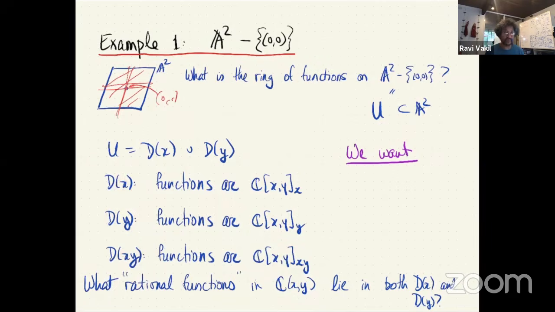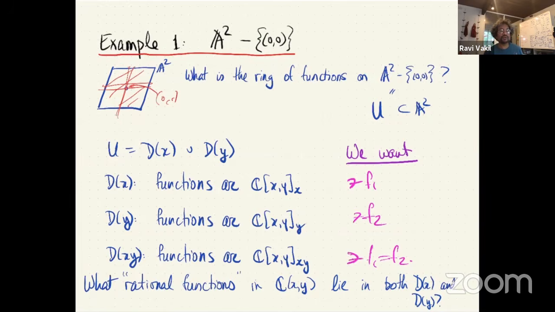So what we're looking for is the data of a function, an element of this ring, and another function which is an element of this ring. And I want f1 to be equal to f2 when considered as, since they're in different rings, when they are in this ring.